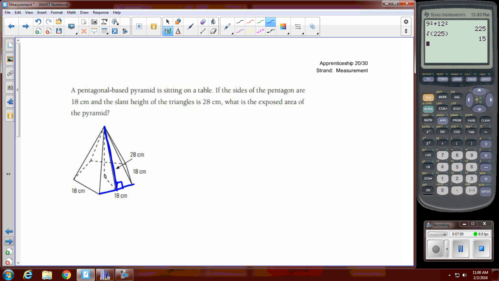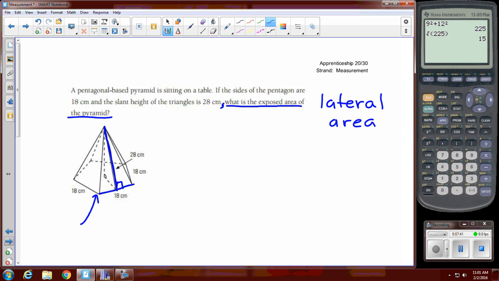But now we got to read the question from this comma on. What is the exposed area of the pyramid? Exposed area says, what's the stuff that you can actually see? Well, if this was sitting on a table, we can't see the bottom. So we don't need to find the area of the pentagon on the bottom, but what we do need to find is all those triangles around the edge, which we gave the term lateral area. So we're trying to find the lateral area of this pyramid. We don't need the bottom.